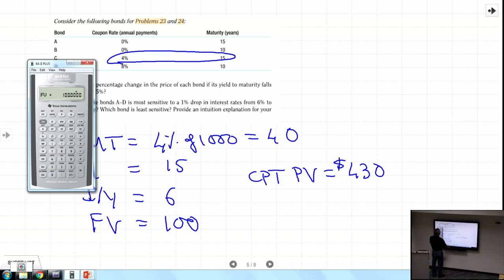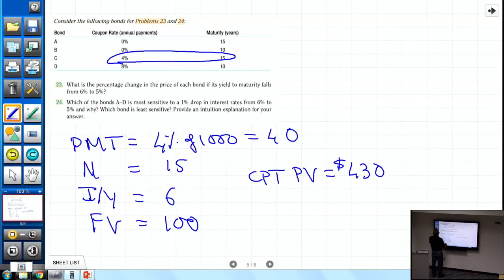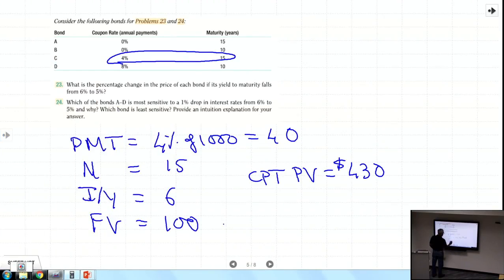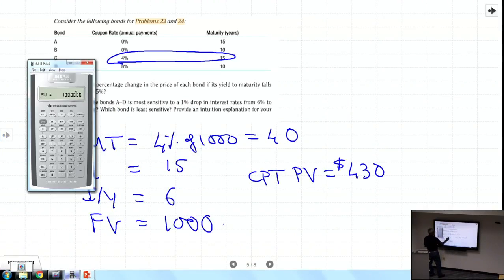If I'm going to be using a coupon of 40, I should use future value as 1,000, not as 100, as I've been using before. So we'll use 1,000, because if I use future value as 100, then coupon would have to be 4. So we will go back, second clear TVM, 1,000 is our future value, 40 is our payment, 15 is N, 6 is IY. Now we compute present value, so that gives us 805. That makes sense.